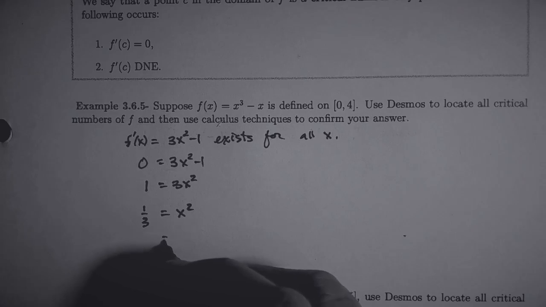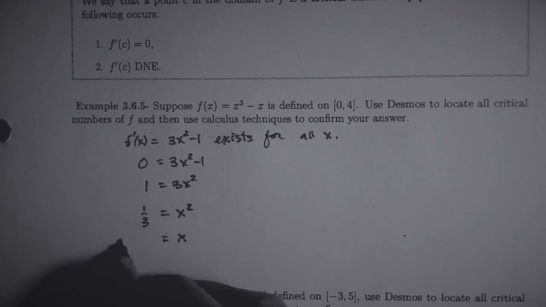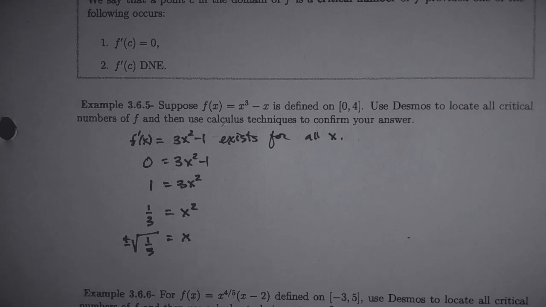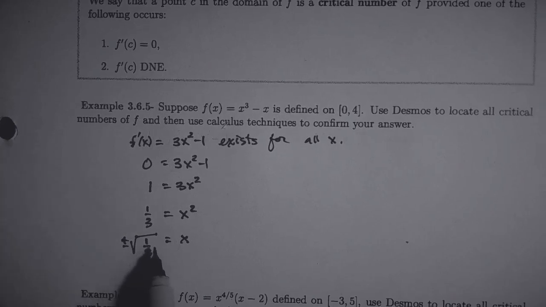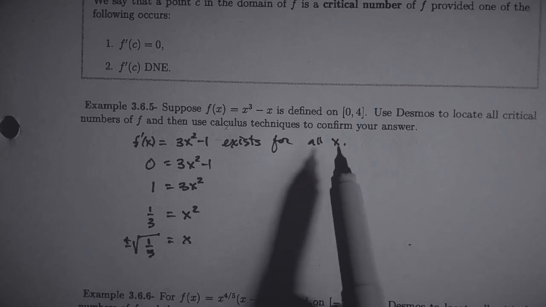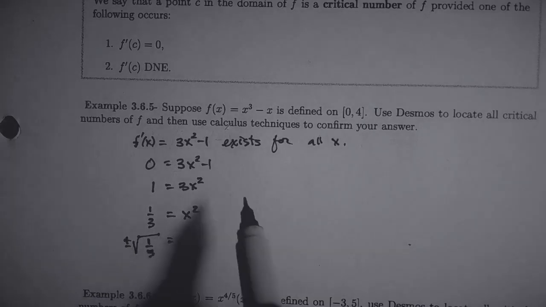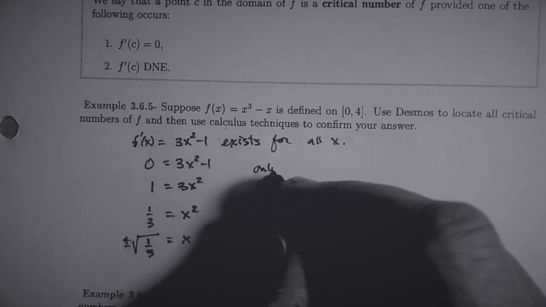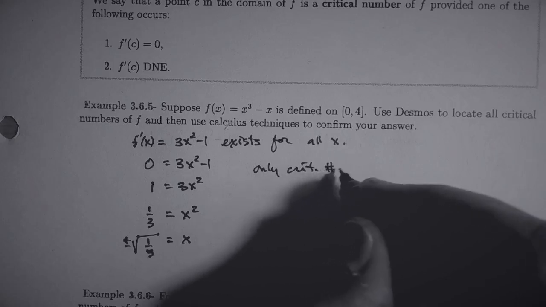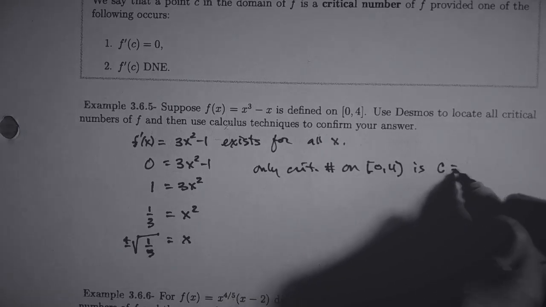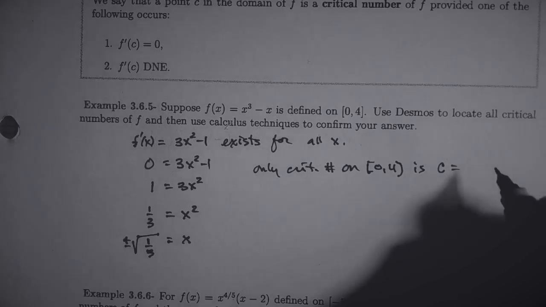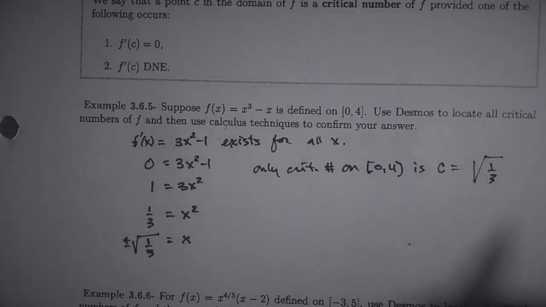That's why when we take square roots of both sides, we always say you have to take plus or minus the square root. This symbol without the plus or minus always stands for the positive root. So putting a plus or minus means the positive root or the negative root. On our interval, x can't be negative. So the only critical number on this interval is, I guess they sometimes call it c, an x value. It's positive the square root of 1/3. And let's see how that looks when I look at the graph on Desmos.